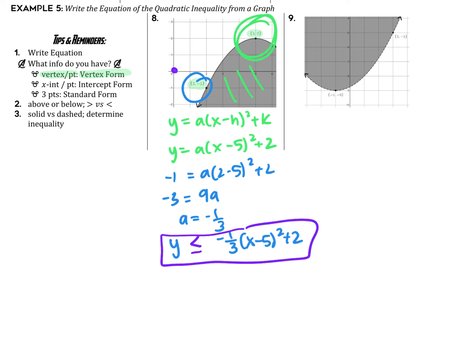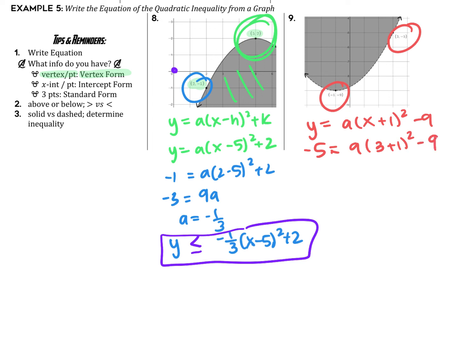I'm going to encourage you to pause the video and work through number 9 on your own. All right, we again have the vertex and a point. If we had the intercepts and a point, or we had 3 points, then we would take this a different way, which you can check out some previous videos to see writing equations of quadratics. So I'm going to start by just plugging in my vertex. This is going to become (x plus 1) quantity squared minus 9. Then I'm going to plug in my other ordered pair, which is (3, -5), so 3 plus 1 squared.